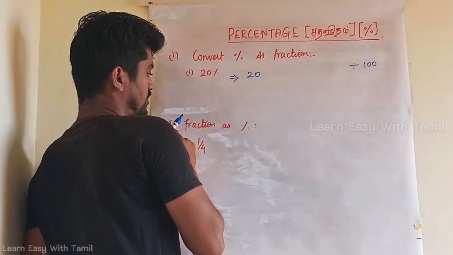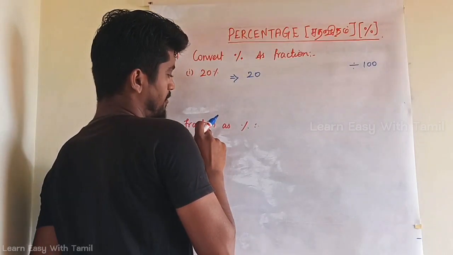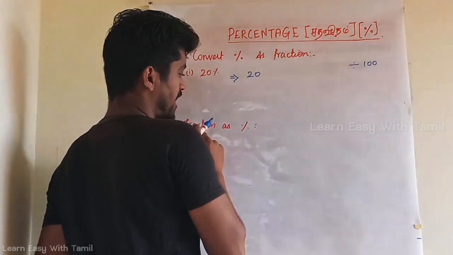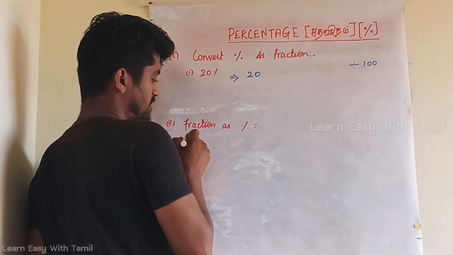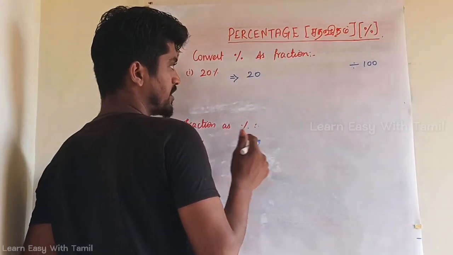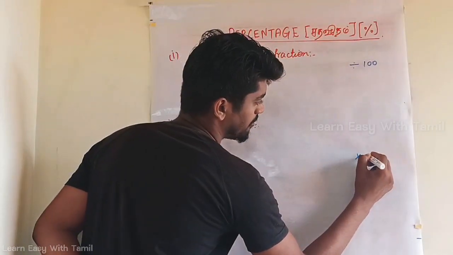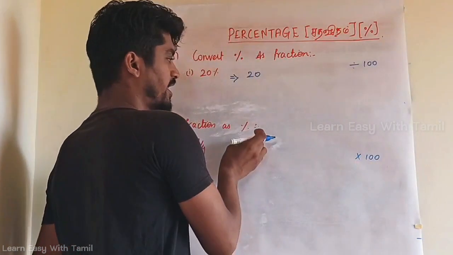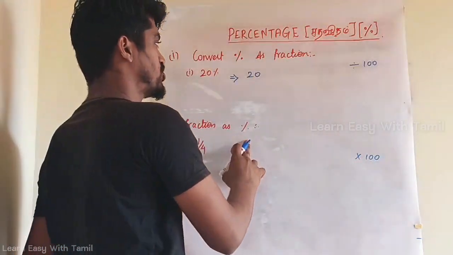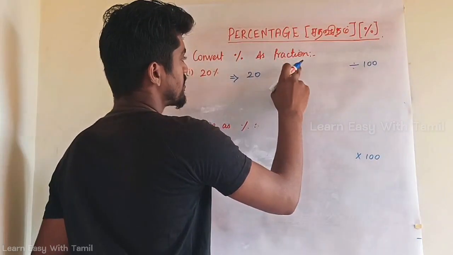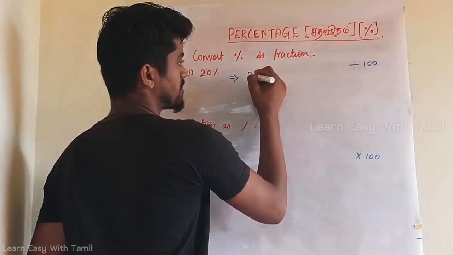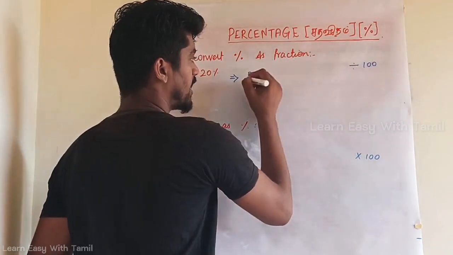The second method is to convert a fraction value as a percentage. The given example is 1 by 4. In this method, we have to multiply with 100 to get the value in percentage. In the first method, convert a percentage as a fraction. The given is 20%, so we have to divide it by 100.